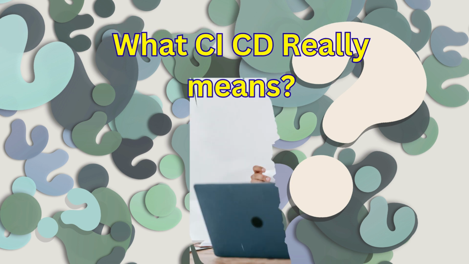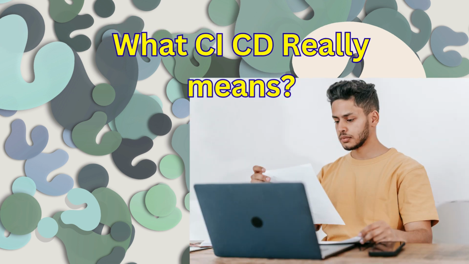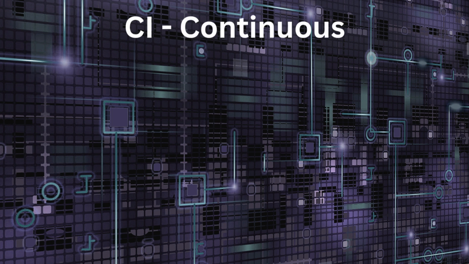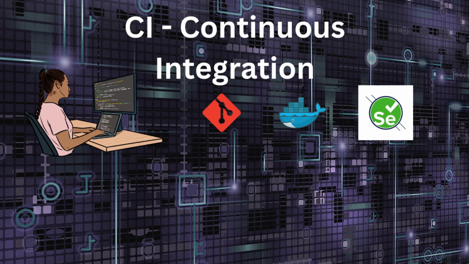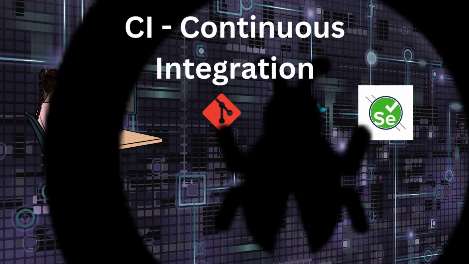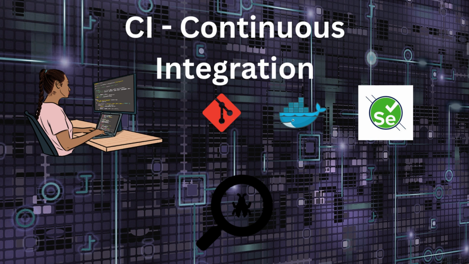You've heard CI/CD many times, but do you really know what it means? Let's clear it up. CI stands for continuous integration. Whenever a developer pushes code, it's automatically built, tested, and scanned for vulnerabilities. This helps catch bugs early and ensures every new change works well with the existing code base.